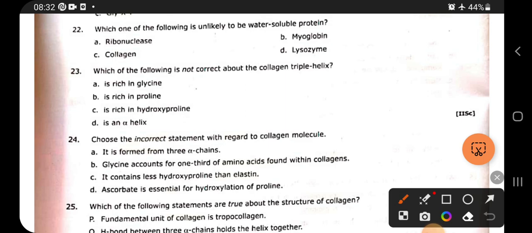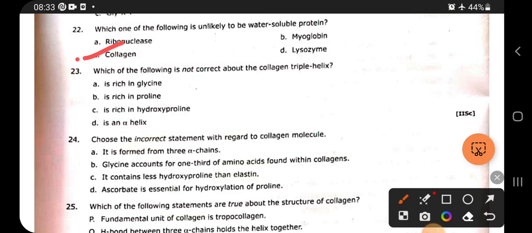Okay, so the first option is ribonuclease. It's an enzyme. It has to be found, essentially, absolutely it has to be found inside the cell, therefore it will be water soluble. Then myoglobin, no it can't be, because again inside the cell you require it. C is collagen, yes it can be because it's a fibrous protein. D is lysozyme, which is again water soluble because it is essentially required in most of the conditions. So C will be the correct answer.